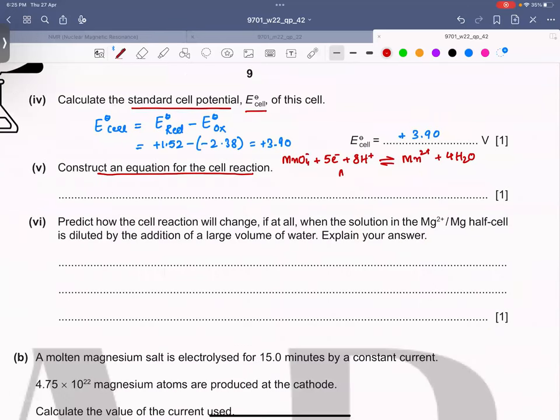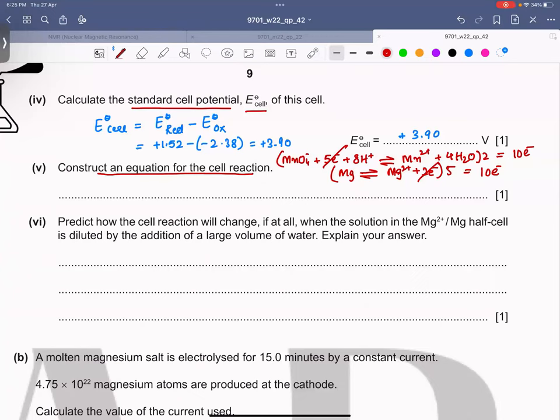And I have to flip the other equation. So I would write magnesium over here, then arrow, then magnesium 2 positive ions, and then 2 electrons. Now, to make the net equation, I have to balance the equations. So I would multiply this equation with 5, and this equation with 2. As a result, I'm going to get 10 electrons over here and 10 electrons over here. When the electrons are balanced, we can easily cancel out these electrons.